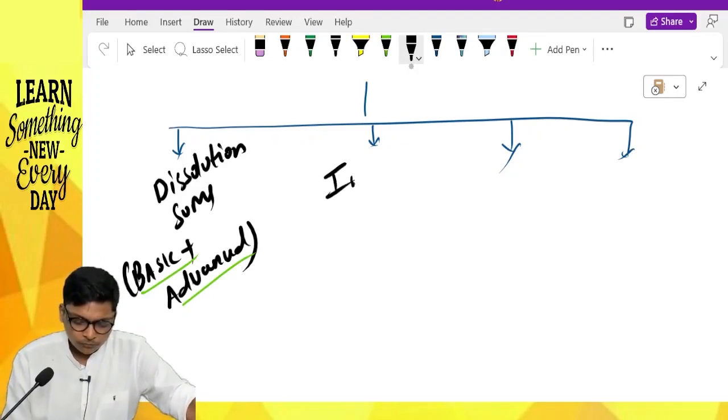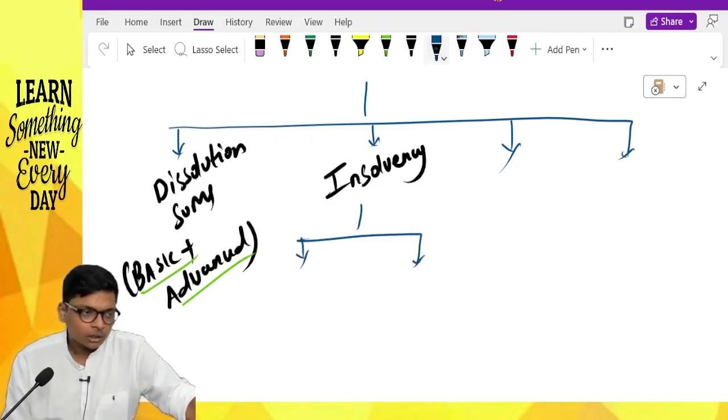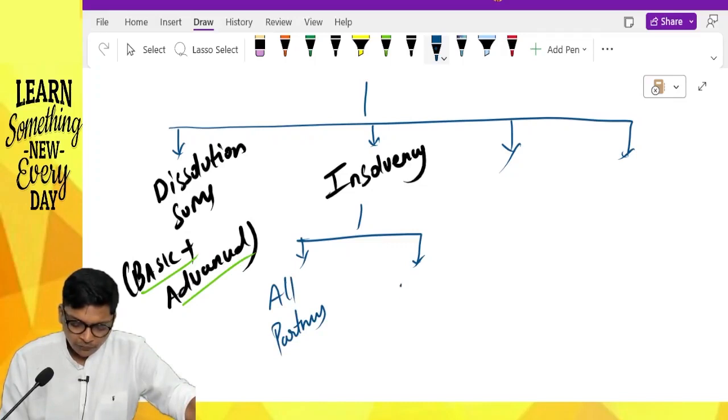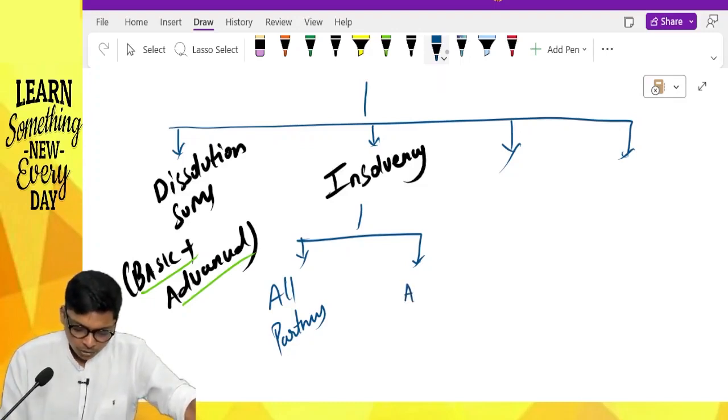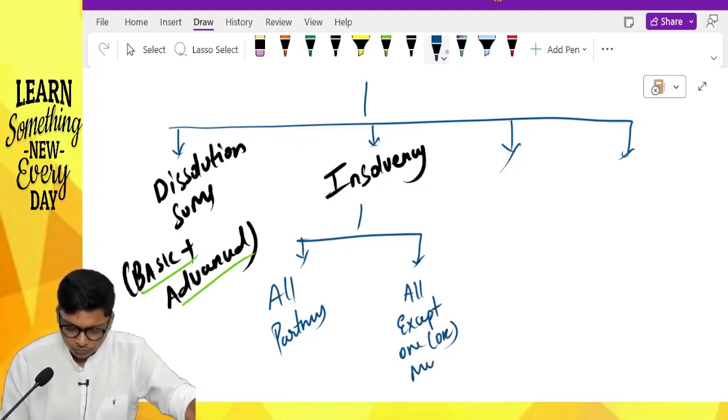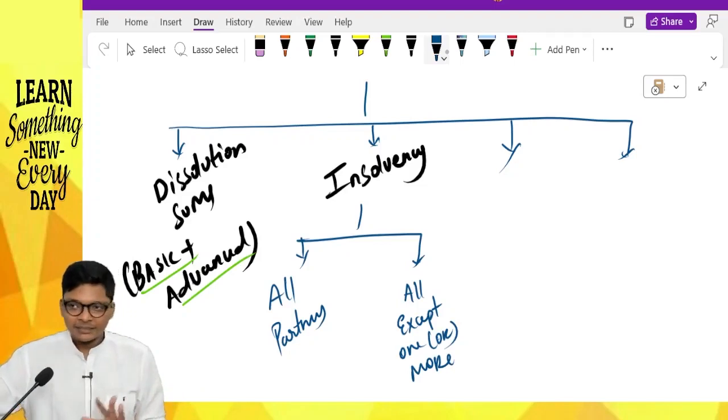Second talks about insolvency of partners. Here, insolvency of all partners, insolvency of all but one partner, or in other words, this can be any combination. 5 partners, 2 insolvent, 4 partners, 1 insolvent. So you can say all except 1 or more. Are you able to follow? I'm giving a negative language. That's it.